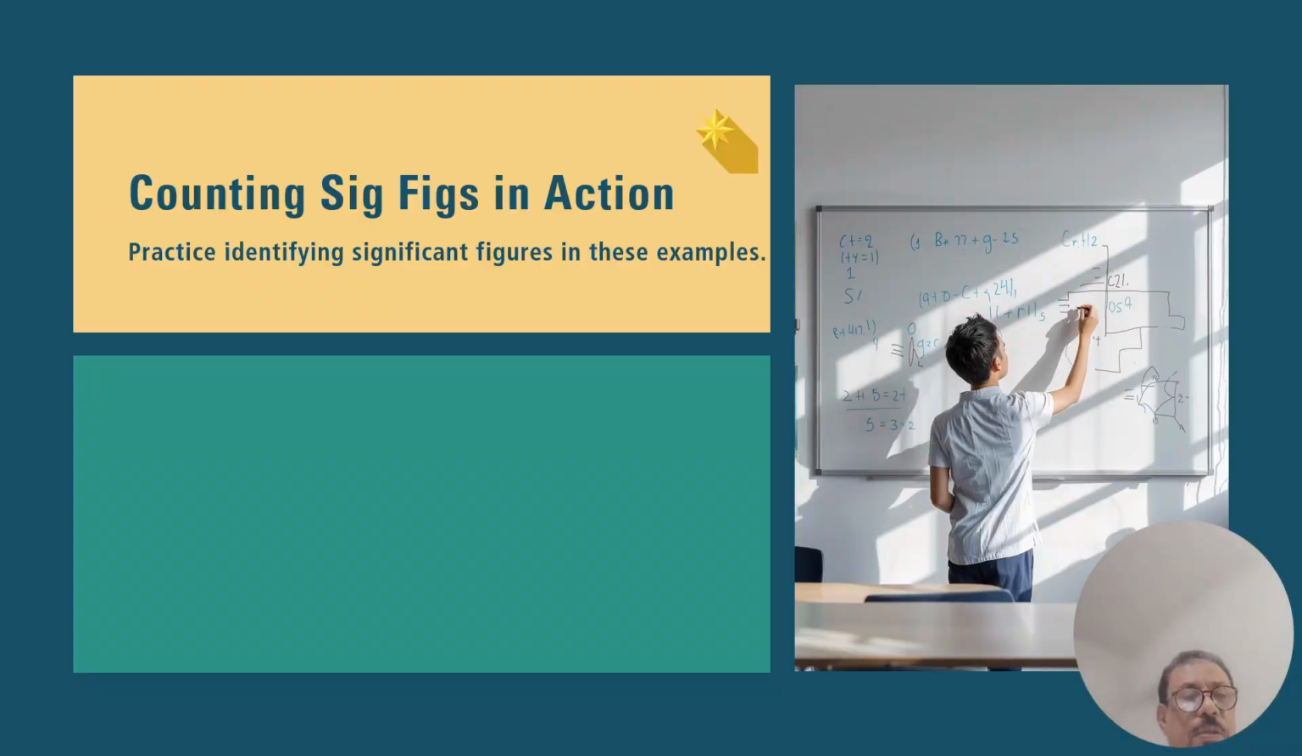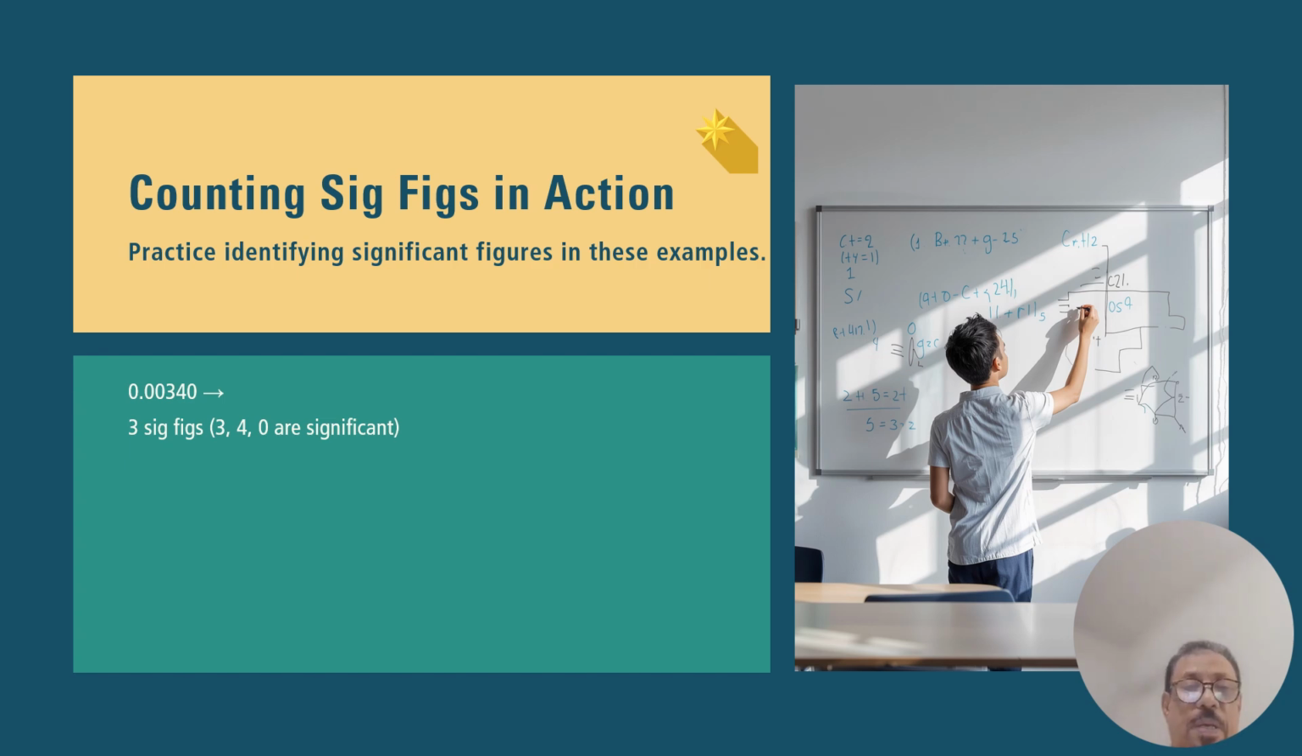Now we're going to start practicing. So how many sig fig here? Look here, the leading zero is not significant. So we have 1, 2. So actually the 3 zeros are not significant. So the answer has to be 3.